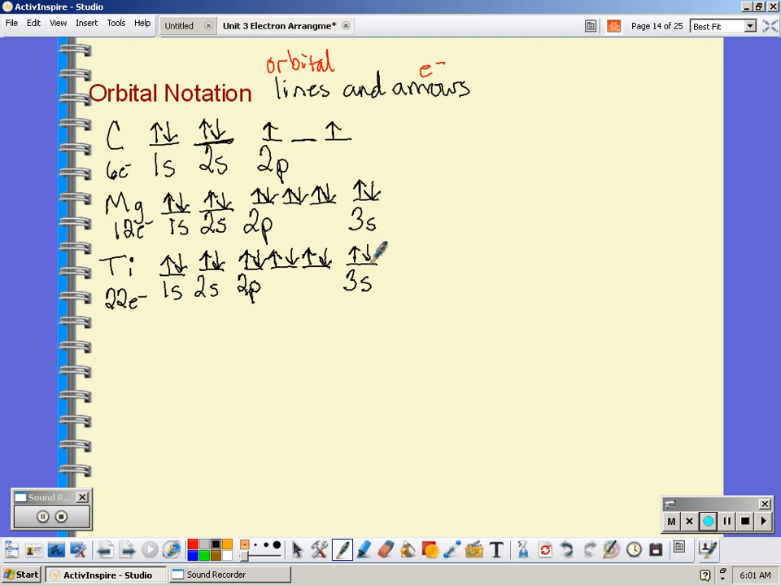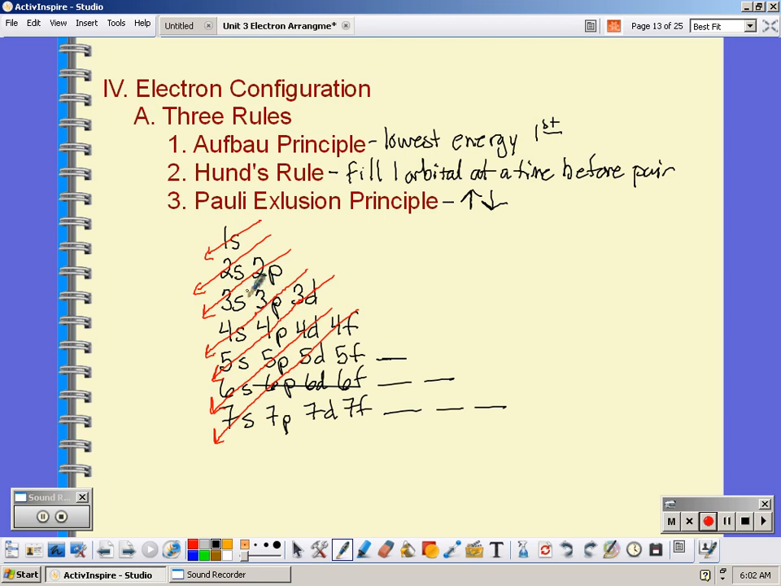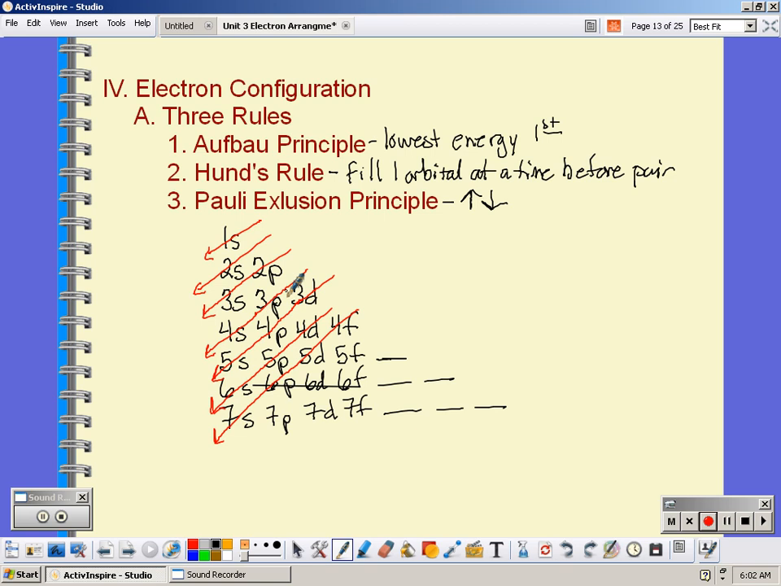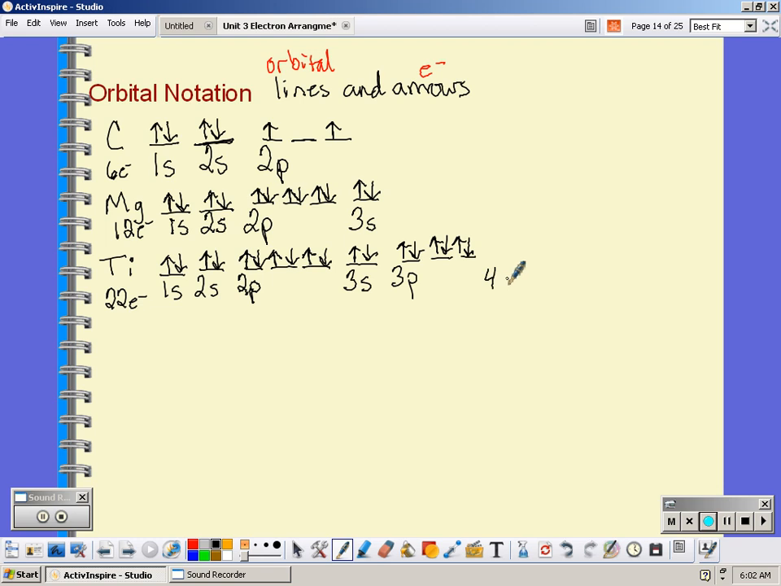Aufbau's principle says after we fill the 3s, we're going to fill the 3p. And each p sublevel has 3 orbitals, one at a time before we pair up. And we're up to 18 electrons. And we're trying to get to 22, so we still need to go a couple more. So after the 3p, reading the diagonal, we're now going to fill the 4s. Well, each s sublevel has 1 orbital, so I can put 2 electrons there. So now I'm up to 20 electrons, and I have 2 electrons left.